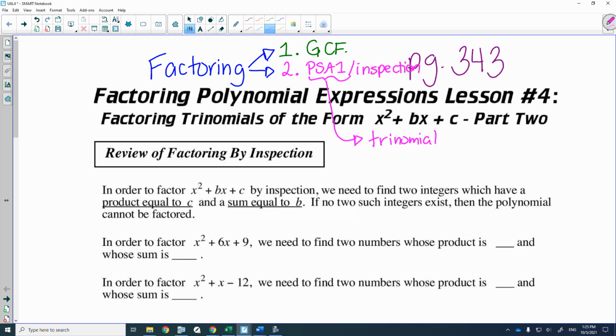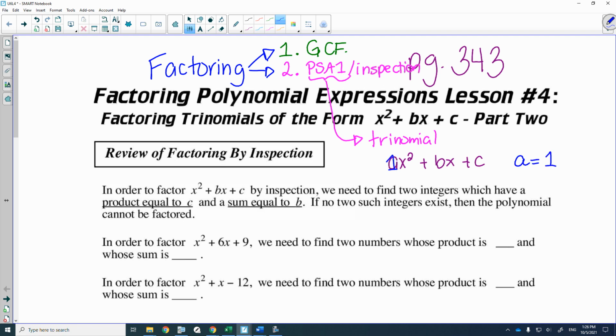So you see a trinomial and it says to factor, it's either going to be a PSA 1 or a PSA 2 question. The trinomials are always going to be in the form of ax squared plus bx plus c. Always in that form. What is your A value if it's an inspection question? It'll be 1, right? If it's PSA 1, your A value will always be 1.